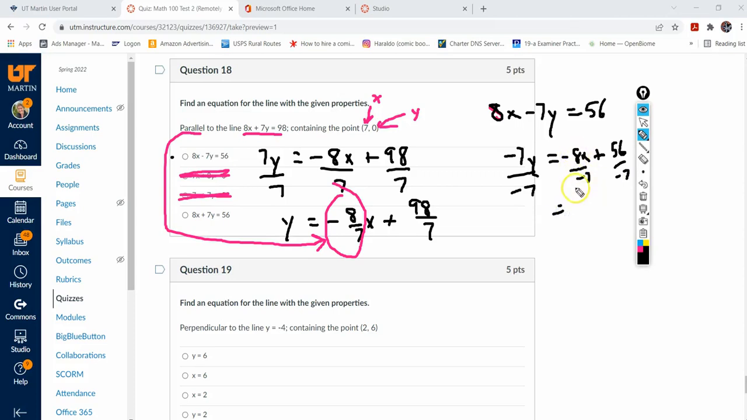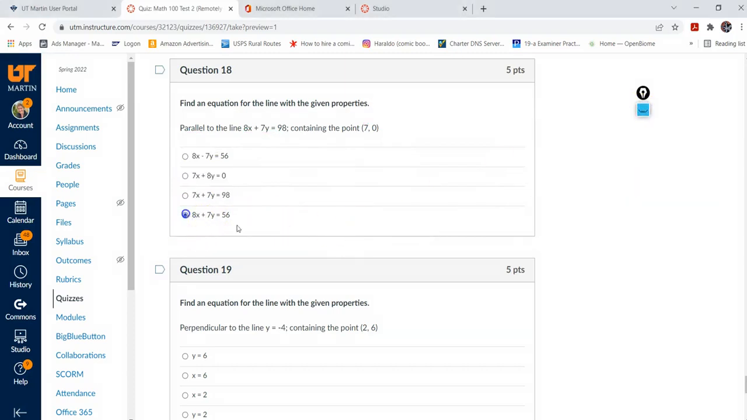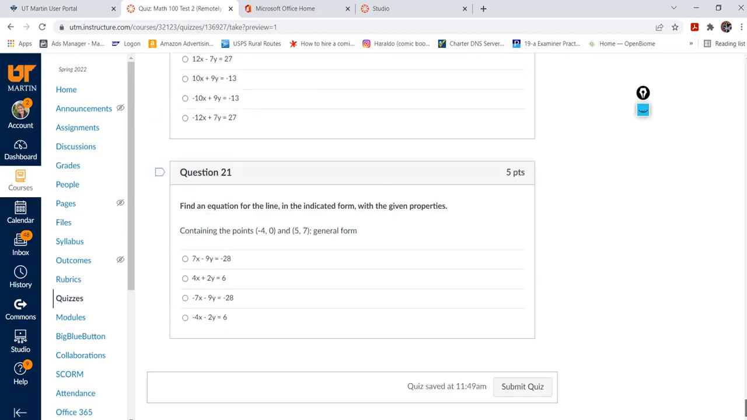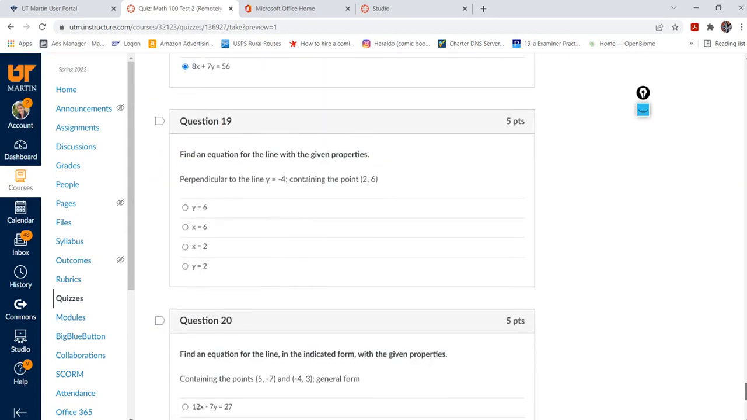And when the negative sign's clear, that's going to give me 8/7, positive 8/7. And that's not the same slope. I can rule that one out. And so by process of elimination, it's got to be that one. Okay. All right, we're almost done.